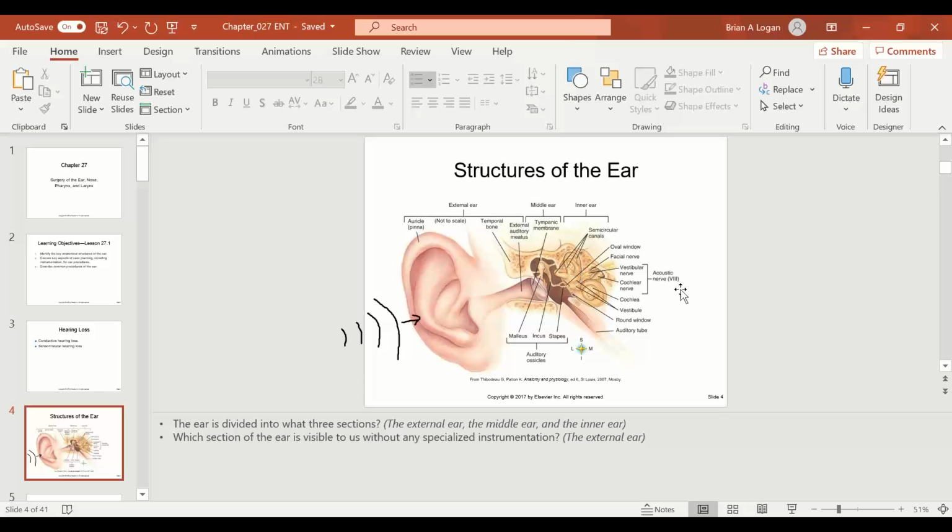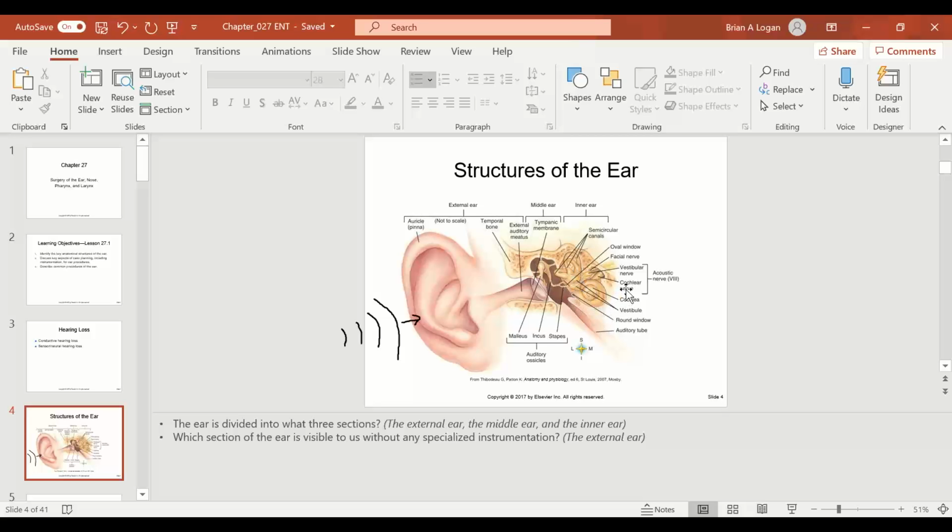What cranial nerve is it? Number 8. Thank you. You may need to know that. That's why I said it multiple times. Number 8. So that is the hearing part.